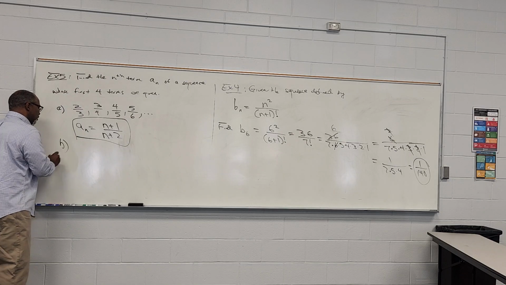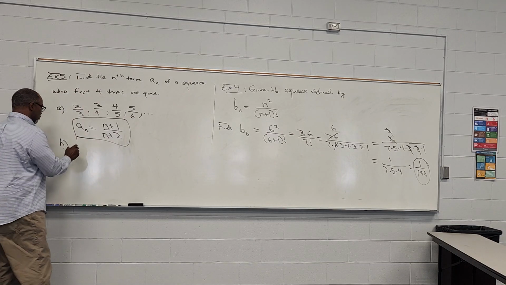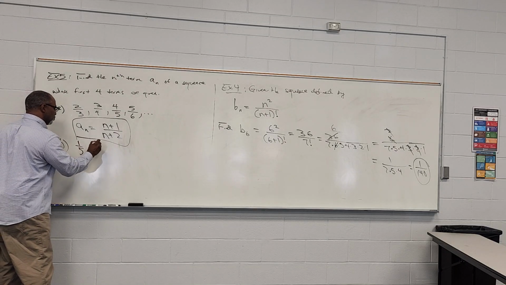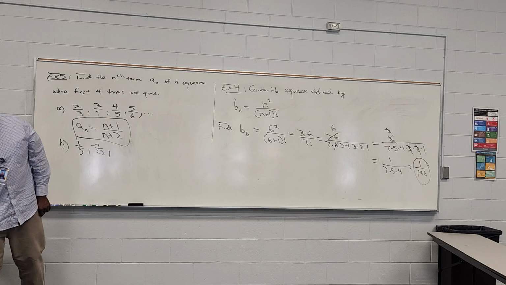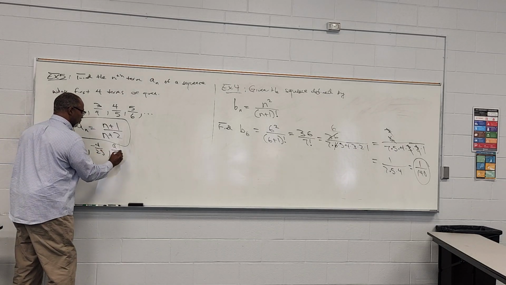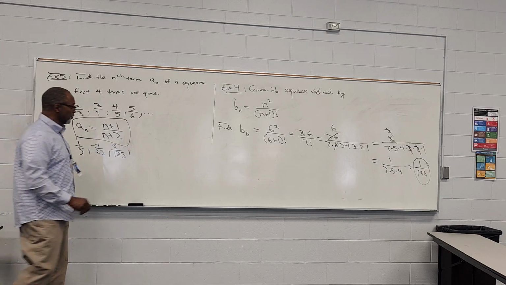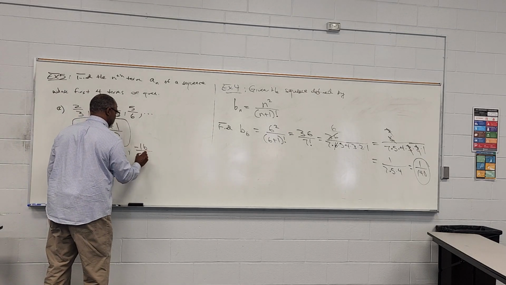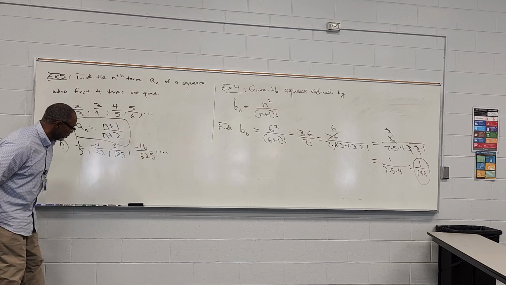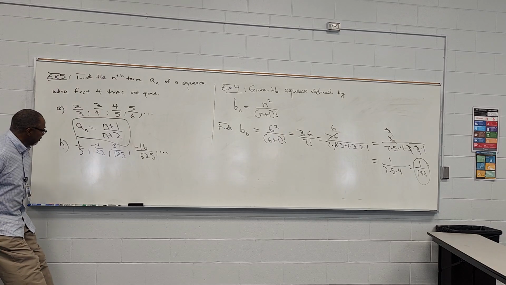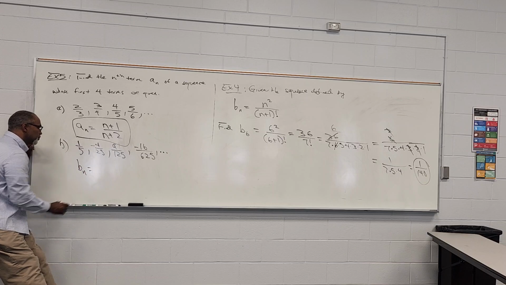B says, they give me the first 4 terms again. 1/5, negative 4 over 25, 9 over 125. The 4th term is negative 16 over 625. So there are my first 4 terms. And again, I want to write a recursive definition for the nth term. I'm going to call this one bn.